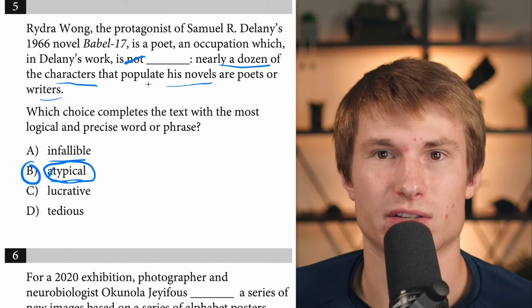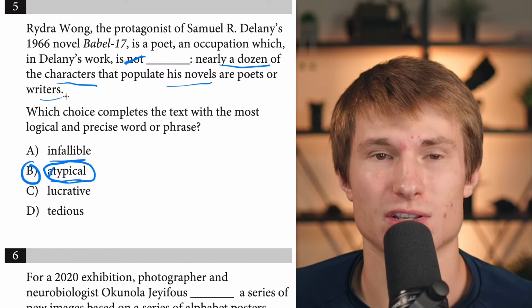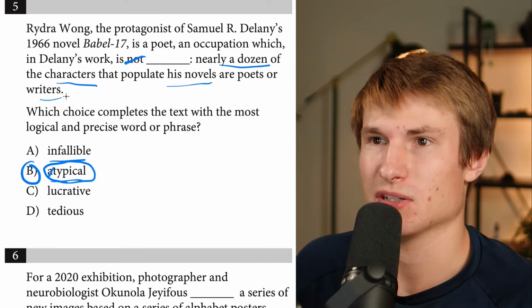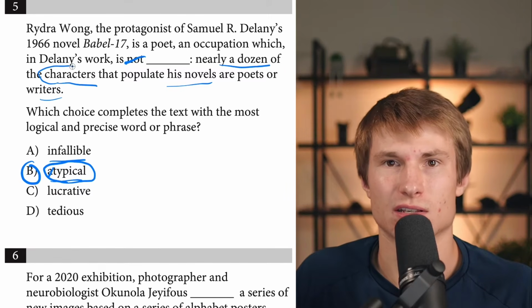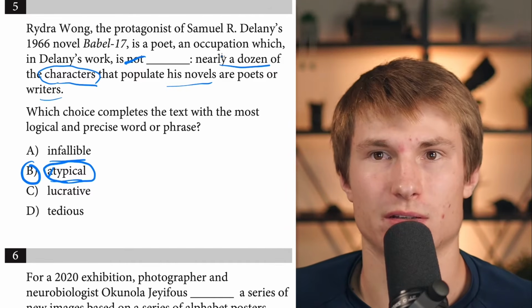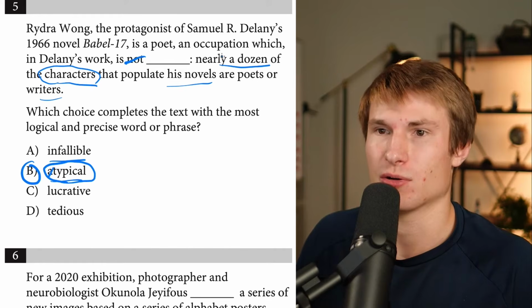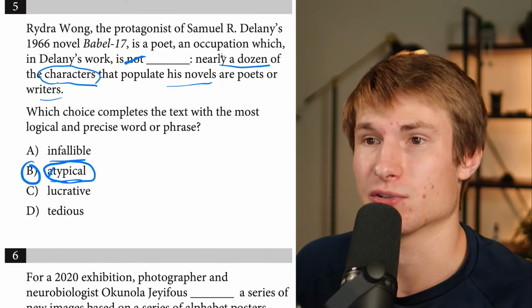And then nearly a dozen of the characters that populate his novels are poets or writers. Obviously, that's probably going to be more than the general population. Because if you think about how many characters he has in his plays, the fact that there's nearly a dozen or 12 of them, you would assume the characters are probably, I would guess, 100 or less. So obviously that puts 12% of the characters being poets. So anyways, it would ultimately show that it's common. Okay, so our answer would have to be B.